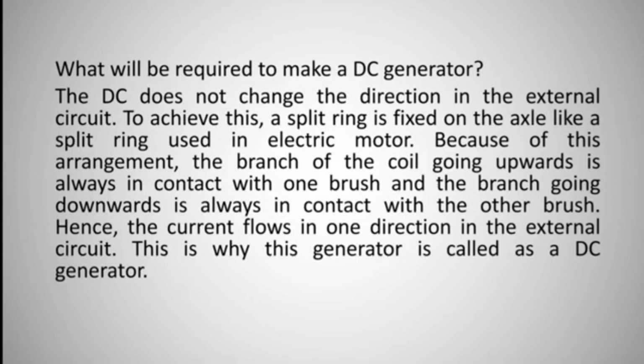To achieve this, a split ring is fixed on the axle, like the split ring used in the electric motor. Because of this arrangement, the branch of the coil going upward is always in contact with one brush, and the branch going downward is always in contact with the other brush. Hence, the current flows in one direction in the external circuit. This is why this generator is called DC generator.